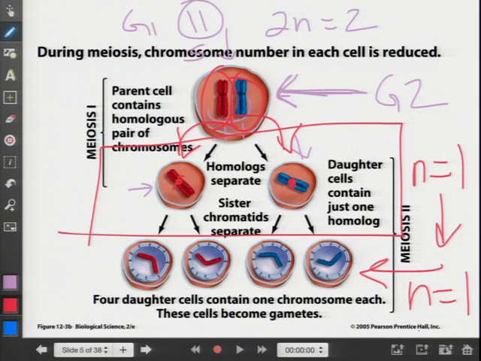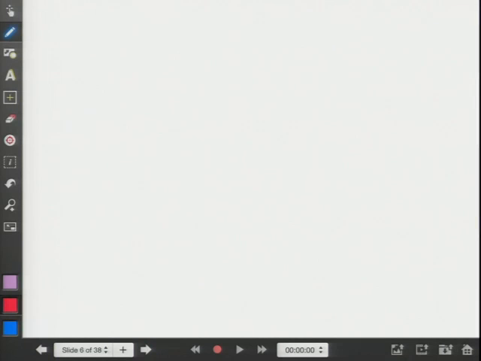Okay? And so then, if we count just centromeres, each one of these still only has 1 centromere, so we went n equals 1 to n equals 1. So the reduction division where you go 2n to n is always Meiosis 1. That make sense? And again, so just like, draw your stupid centromeres and count those as far as knowing how many chromosomes. Okay?